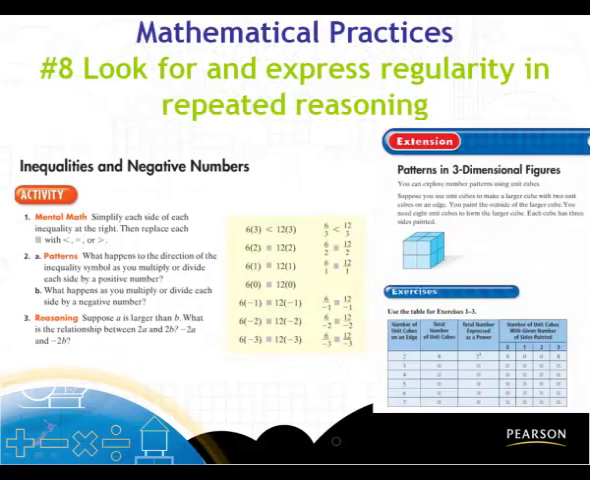Mathematical Practice number 8: Look for and express regularity in repeated reasoning. Students are encouraged to look for general methods through repeated reasoning about mathematical situations in lessons, activity labs, and extensions found throughout all of the courses.